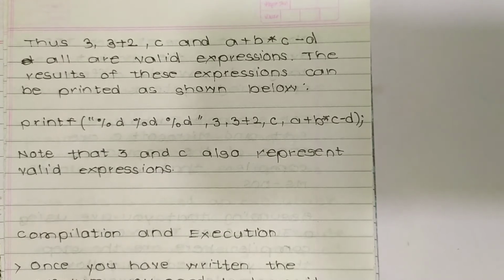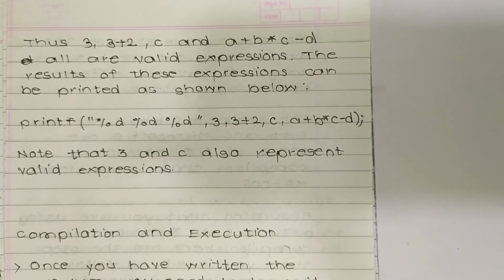printf in inverted commas percent d percent d percent d. So percent d is for integers. So 3 is an integer, 3 plus 2 is an integer, then c is an integer, a plus b star c minus d is an integer. Note that 3 and c also represent valid expressions.